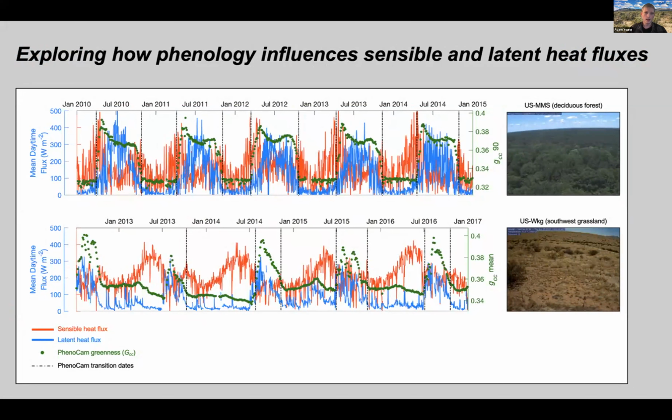and give some specific examples of how I've used PhenoCam in my work to study how phenology influences fluxes of heat and water in different ecosystems across the AmeriFlux network. And here we just have some simple time series showing variability in both sensible and latent heat fluxes and how they line up with patterns of vegetation greenness from PhenoCam or phenology.